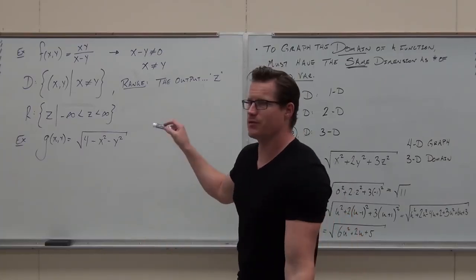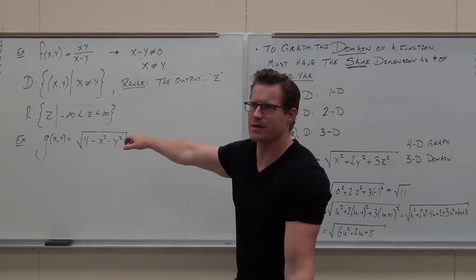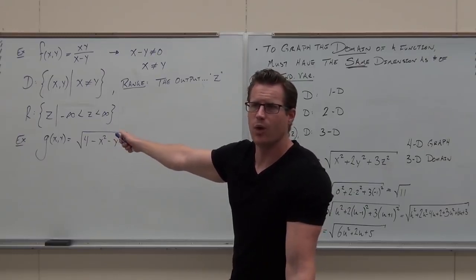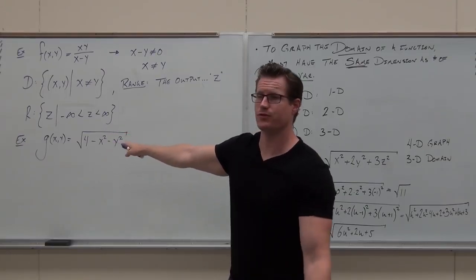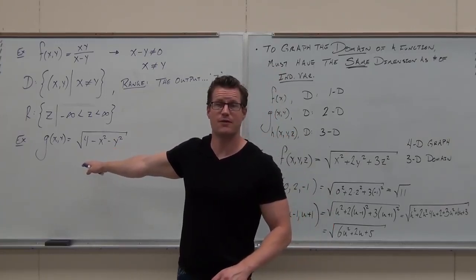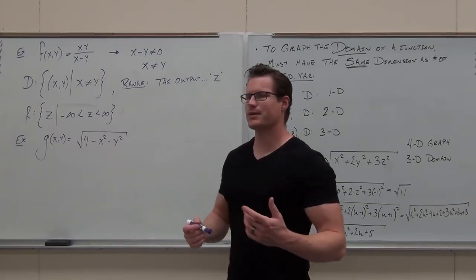So when we look at this, first thing, everybody, how many independent variables do we have? How many dependent variables do we have? What would you call that dependent variable? In what dimension would you graph the surface here? 1, 2, or 3? In what dimension would you graph the domain? 2. Perfect. So let's talk about the domain.